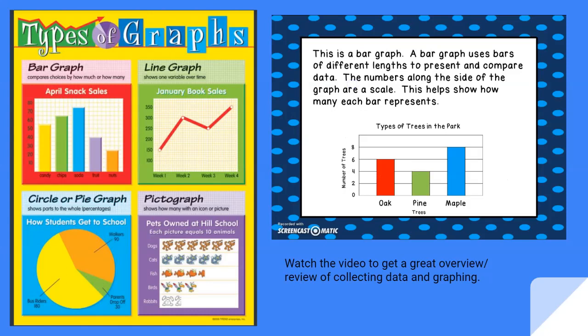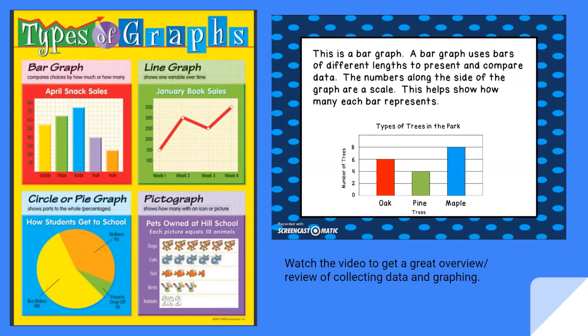All right, this type of graph that you see here is a bar graph. A bar graph uses bars of different lengths to present and compare data. The numbers along the side of the graph are called a scale, and this helps show how many each bar represents. This particular graph is called Types of Trees in the Park. So I imagine somebody went out and counted the trees in the park, and then they put it into a bar graph. And you can see the scale goes 0, 2, 4, 6, 8, and so on. And down at the bottom they have the oak trees, the pine trees, and the maple trees.